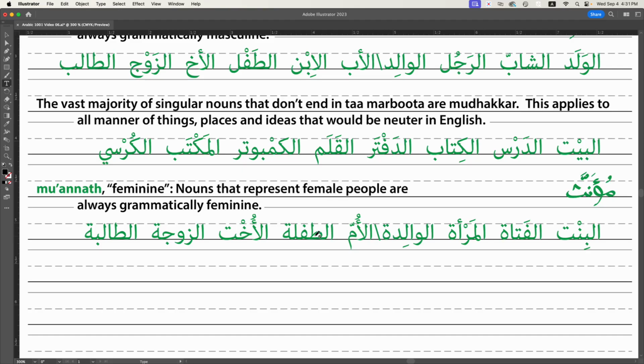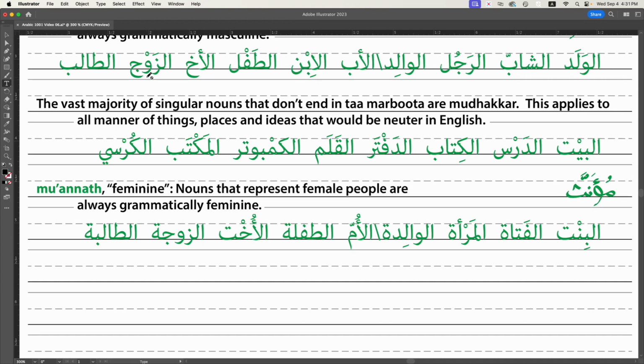A tifla is a female child, just like a tifl is a male child. We default to masculine, so if we're just talking about a child in general, we would say tifl. But if we want to emphasize that the child is female, and these cultures nearly always would, we would say tifla. An akh is a brother. An ukht with a dhamma is a sister.